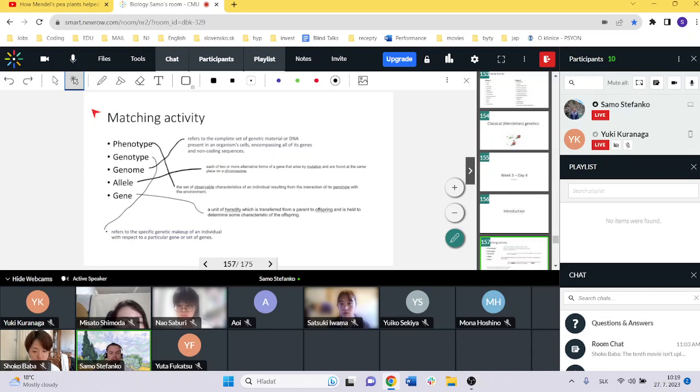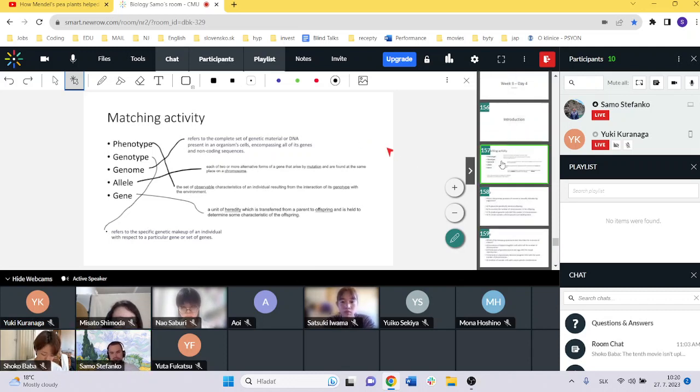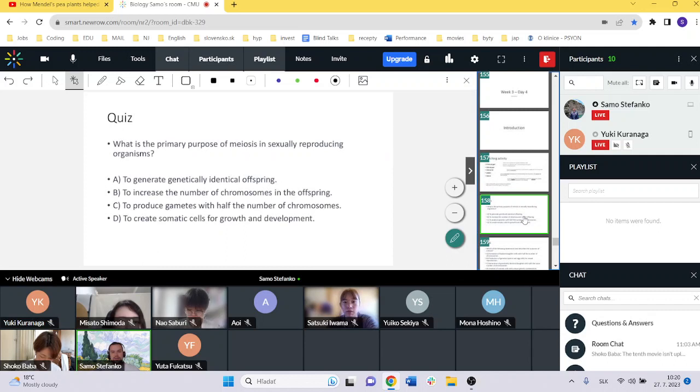So please be familiar with those things so we do not have to spend a lot of time in the future recapitulating what phenotype, genotype, allele, genes or genome are, because it's very essential for genetics as a topic. Hopefully all of you have noted down what those terms refer to, and that brings us to the quiz.